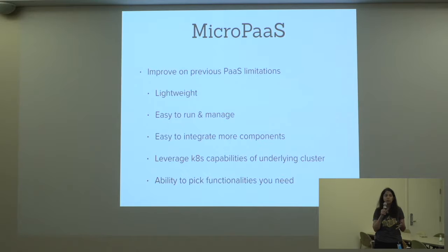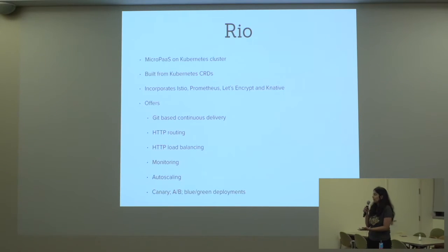The most important thing is it just leverages the capabilities of the underlying Kubernetes cluster. It doesn't try to overpower it or anything. It's just using all the K8s capabilities, and you can pick whichever functionalities you need from that. So Rio is the MicroPaaS for your Kubernetes cluster, and it's built from Kubernetes custom resource definitions.